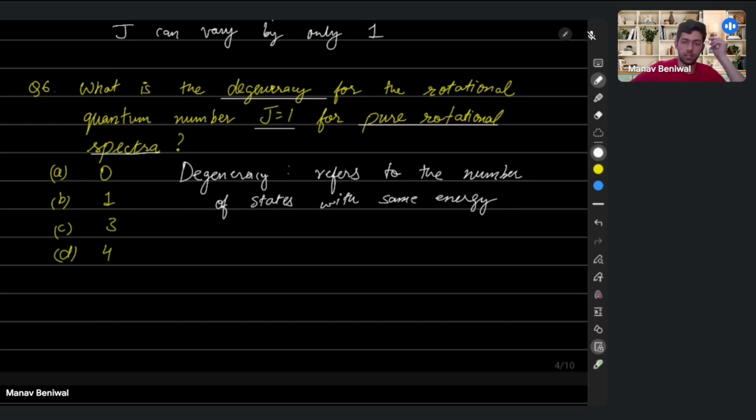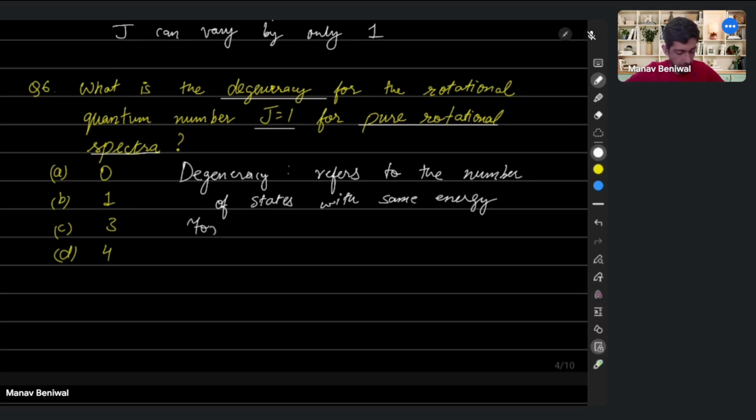So if there are 100 states with the same energy, then degeneracy is 100. And what we are asked is, what is this number of energy states that have the same energy for J equal to 1, where J is the rotational quantum number for pure rotational spectrum.